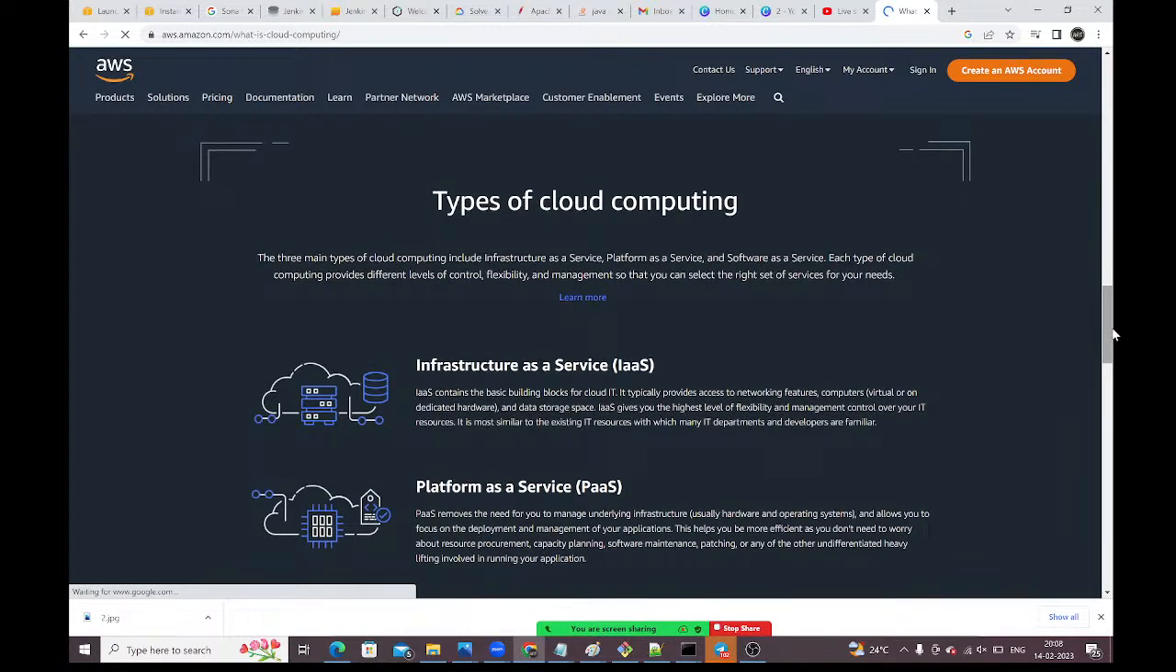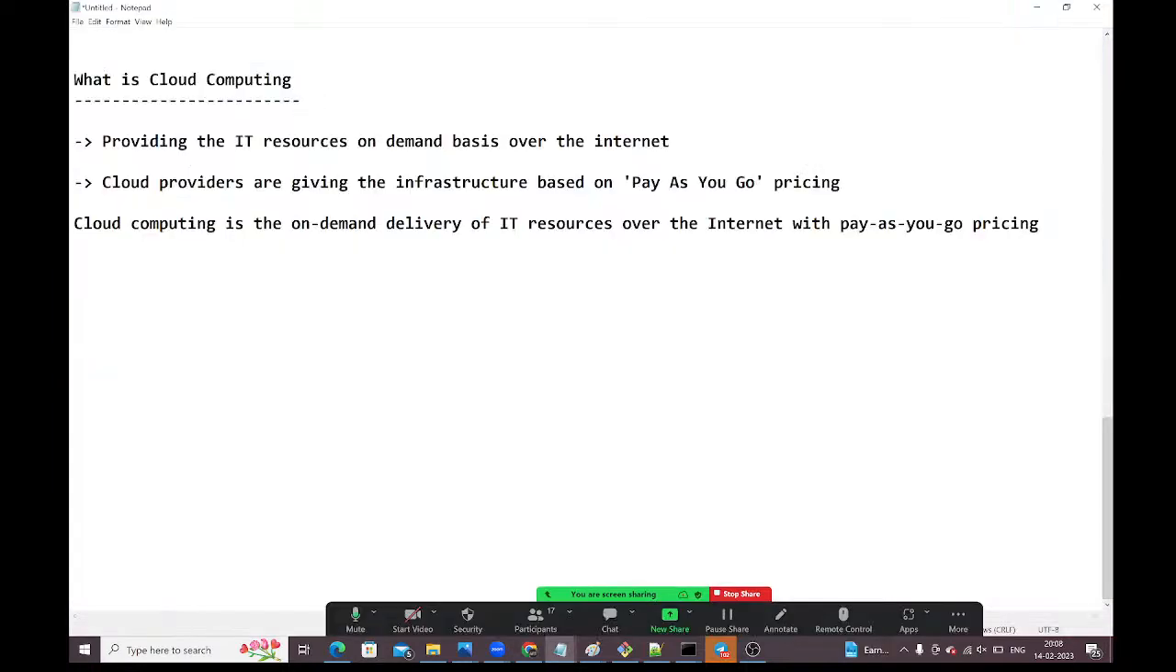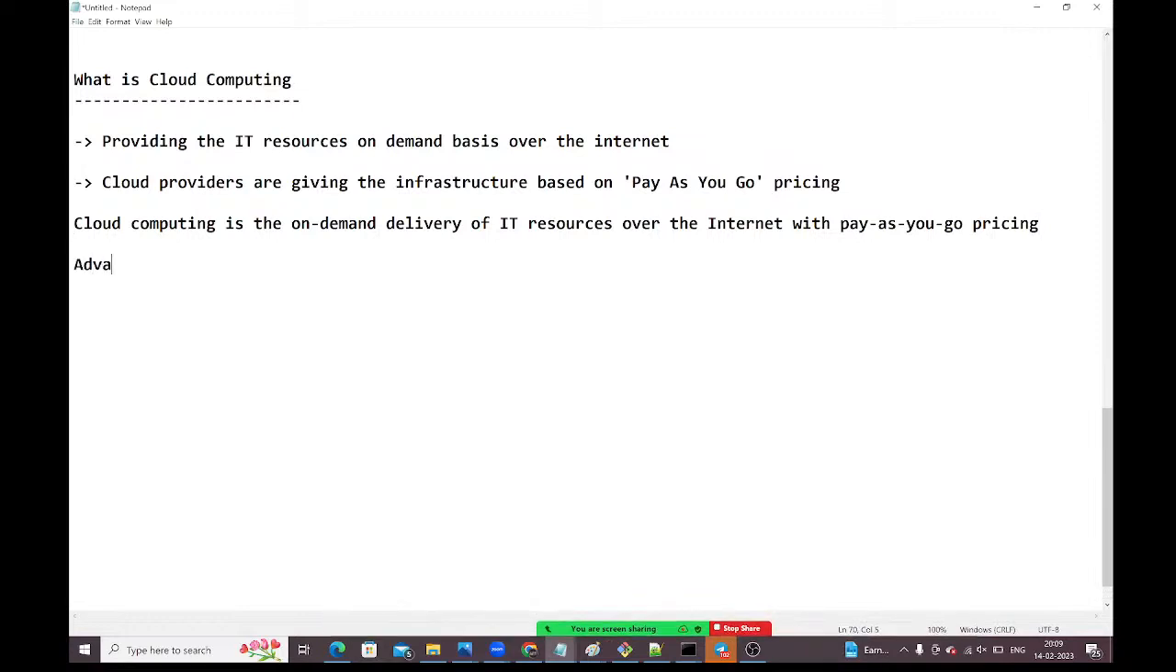See, guys, let me add it. We will discuss what are the types of cloud computing. We will discuss what is IaaS, PaaS, SaaS. Okay, so now let me add these advantages also here, guys. Let me write the advantages here. Advantages with cloud computing. Okay, fine, guys.